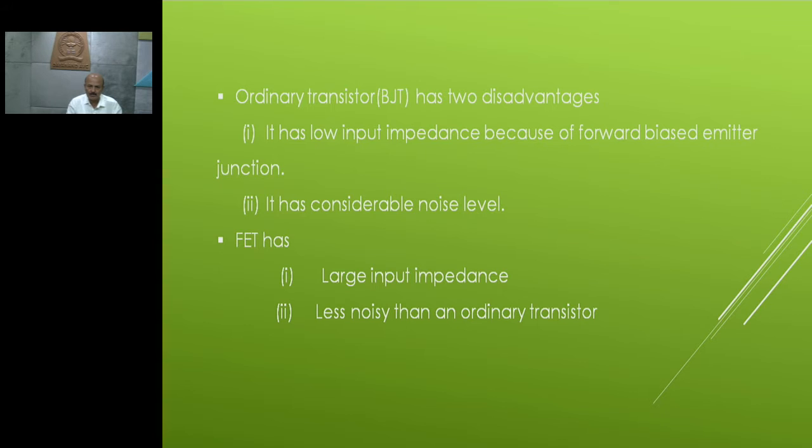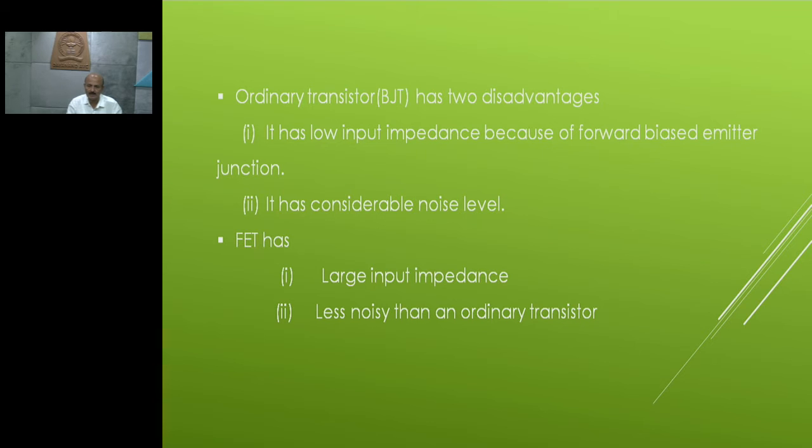But what about the FET, that is field effect transistor? In case of FET, exactly reverse to the BJT, the FET has a very large input impedance. Why must the FET have a very large input impedance? Because the FET has a gate, source and drain, and we can apply the input between the gate and source. So the high input impedance in case of FET is because the input is always reverse biased.